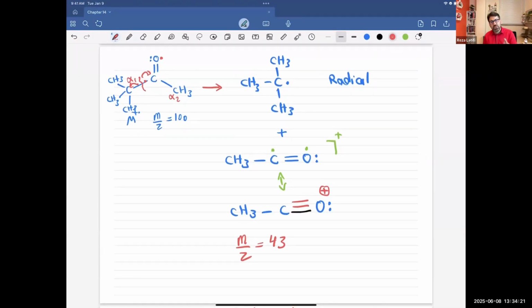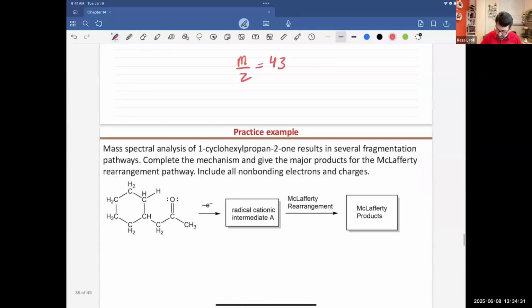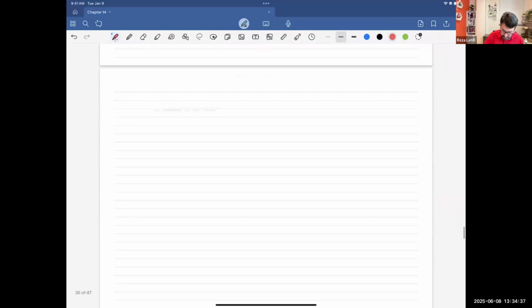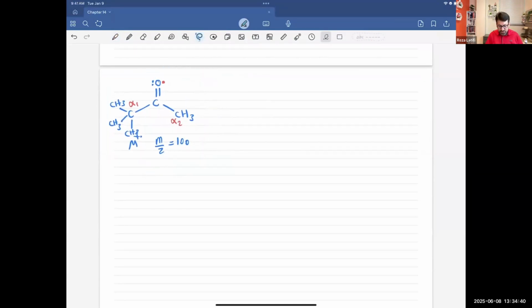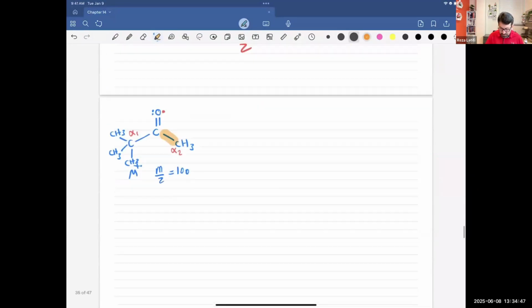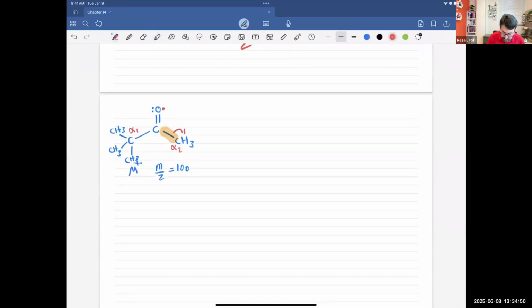Now, what will happen if we break alpha 2? If we break the sigma bond between the carbonyl group and alpha 2, in that case we will get another signal. Let's check what's the M over Z for that species. The bond that I'm going to break will be this. The previous one, I broke that bond. Now I'm going to break this one. Again, 1 electron will be given to carbon, and this one will be given to the carbonyl group. So I will get a CH3 radical, and the molar mass for it is 15.